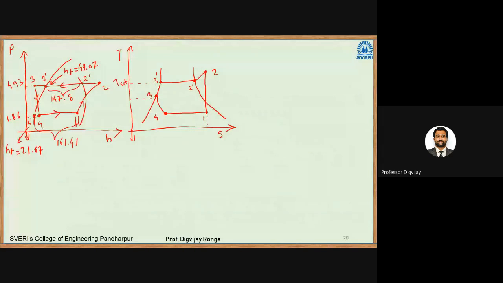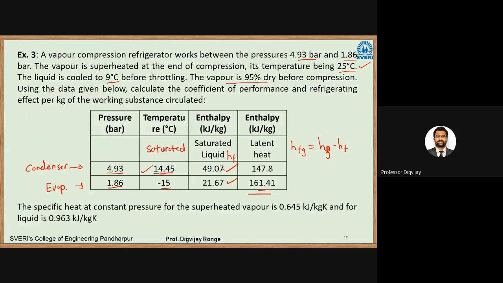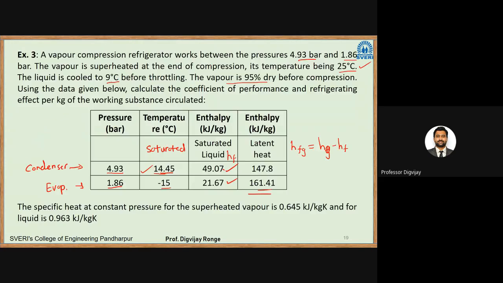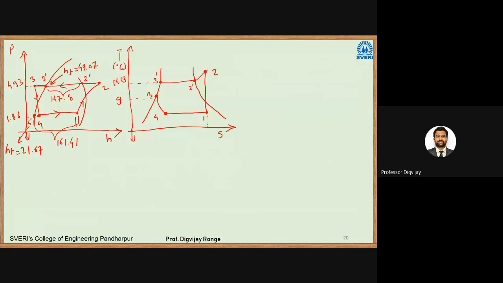So here in this case, the saturation temperature is 14.43. Now that liquid is subcooled to 9 degrees Celsius. Suppose this scale is degree Celsius, and the superheated vapor temperature is given as 25 degrees Celsius. So this point 2, which is a superheated vapor, will be at that temperature, 25 degrees Celsius. If you draw the horizontal line, this point will be 25 degrees Celsius.